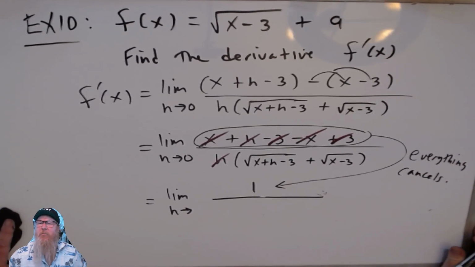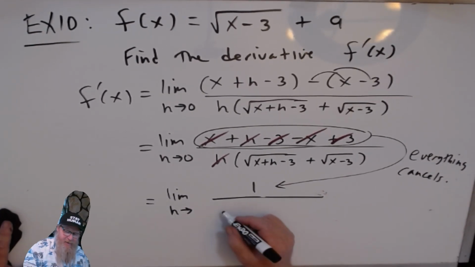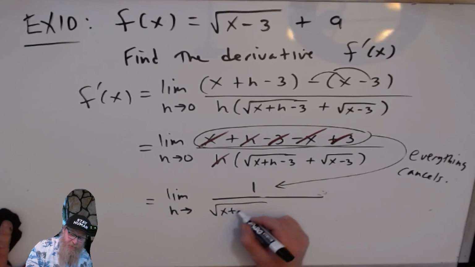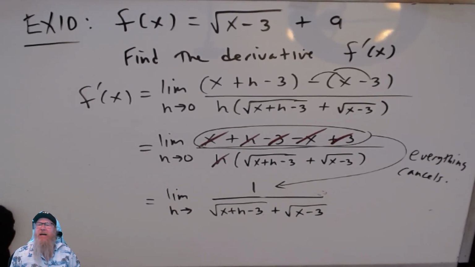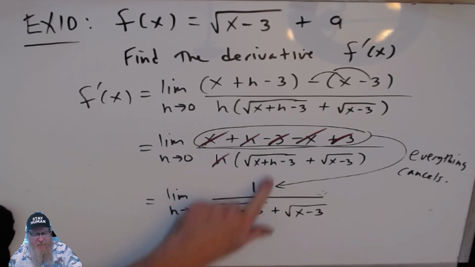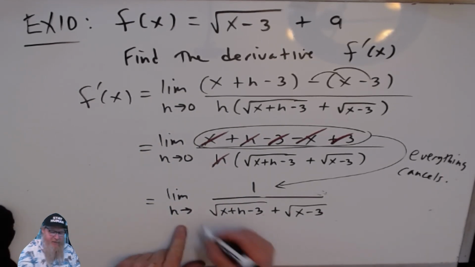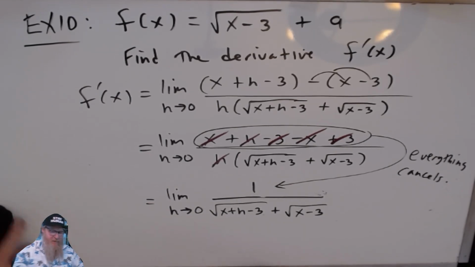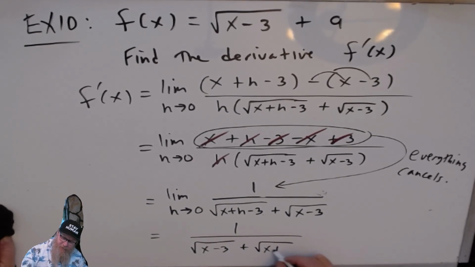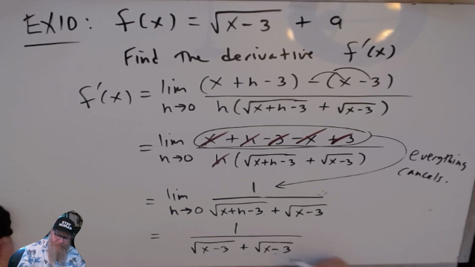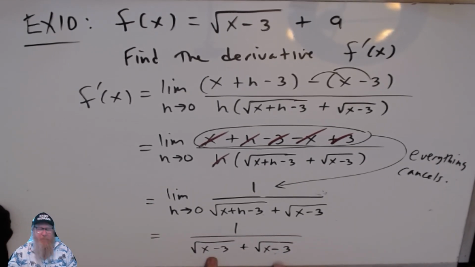It's not 0, it's 1. And then you have the square root of x plus h minus 3 plus the square root of x minus 3. Now this h is canceled, but the h inside the radical is going to go to 0. So that's going to give you the square root of x minus 3 plus square root of x minus 3. These are going to match now because the h has gone to 0.